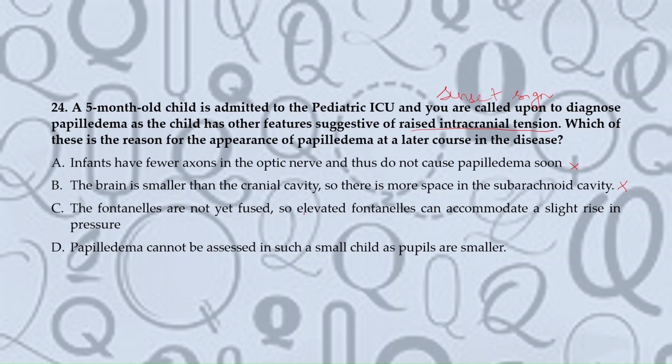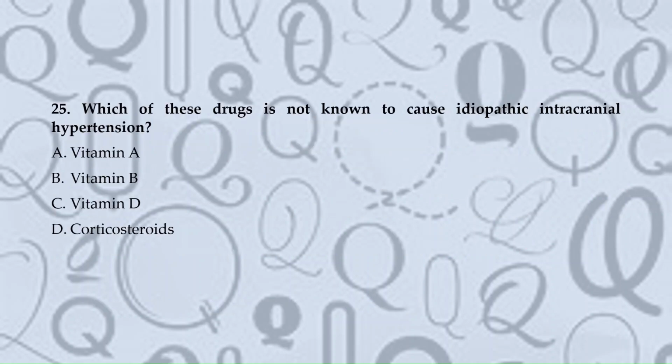The fontanelles are not yet fused, so elevated fontanelles can accommodate a slight rise in pressure. This is true. This is a 5-month-old child and the anterior fontanelle closes only after 18 months. So whenever there is a rise in intracranial tension, you can see or feel the fontanelles and understand the nature of the intracranial tension. Papilledema cannot be assessed in such a small child as pupils are smaller? No, you can always dilate the pupils with drugs and then see the fundus. So the right answer here is that the fontanelles are not yet fused, and so papilledema cannot be present early in the course of the disease.